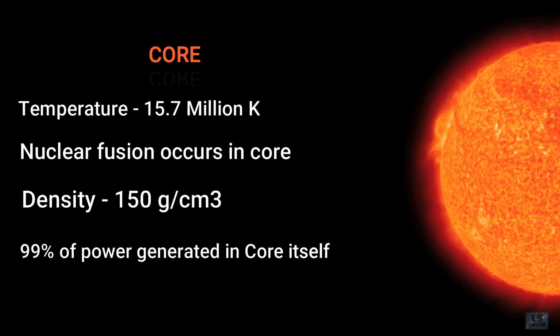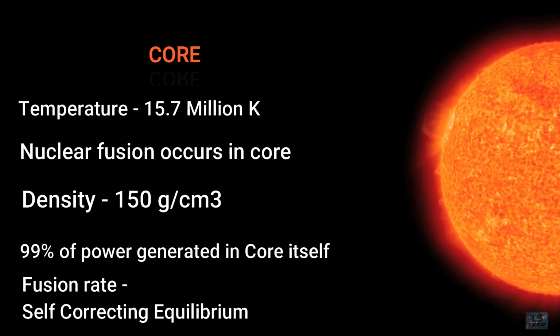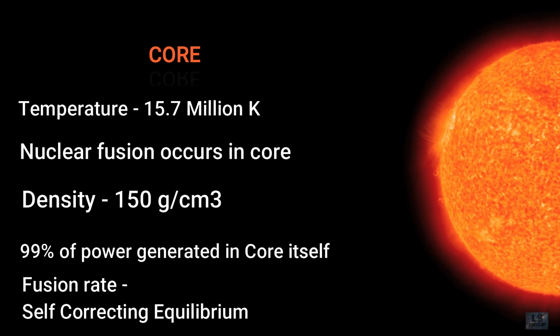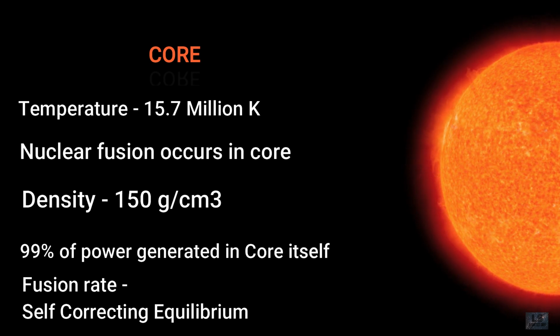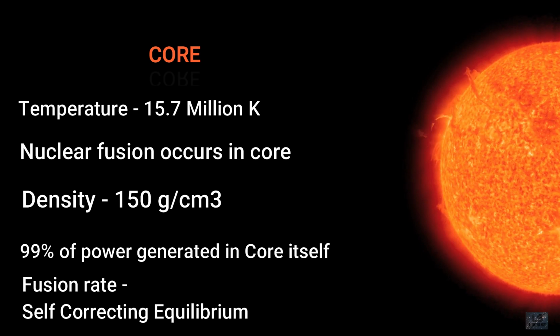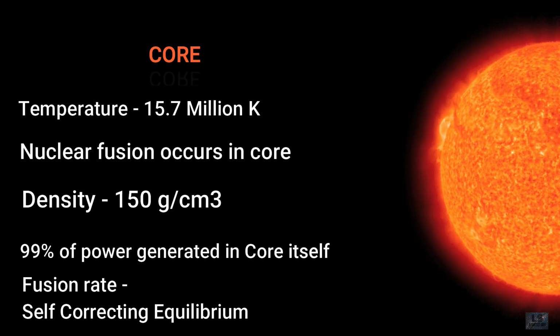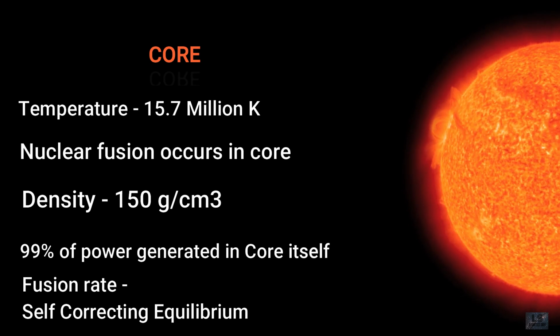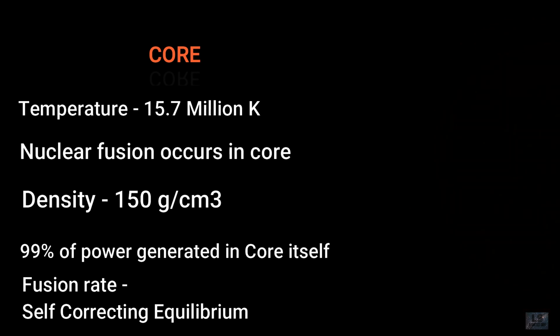The fusion rate in the core is in a self-correcting equilibrium, which means that a slightly higher rate of fusion would cause the core to heat up more and expand slightly against the weight of the outer layers, reducing the density and hence the fusion rate, and correcting the perturbation. A slightly lower rate would cause the core to cool and shrink slightly, increasing the density and the fusion rate, and again reverting it to its present rate.